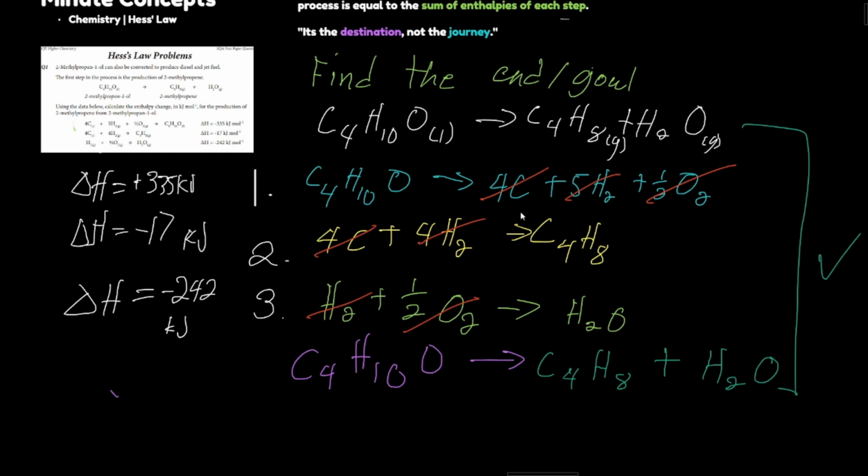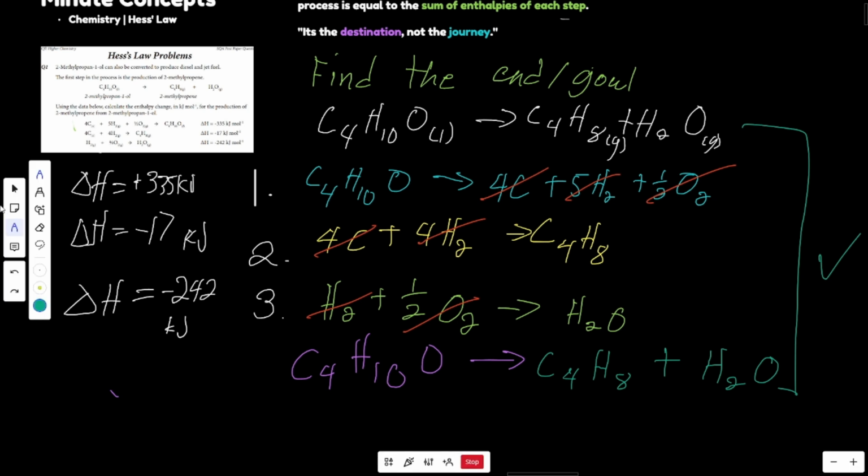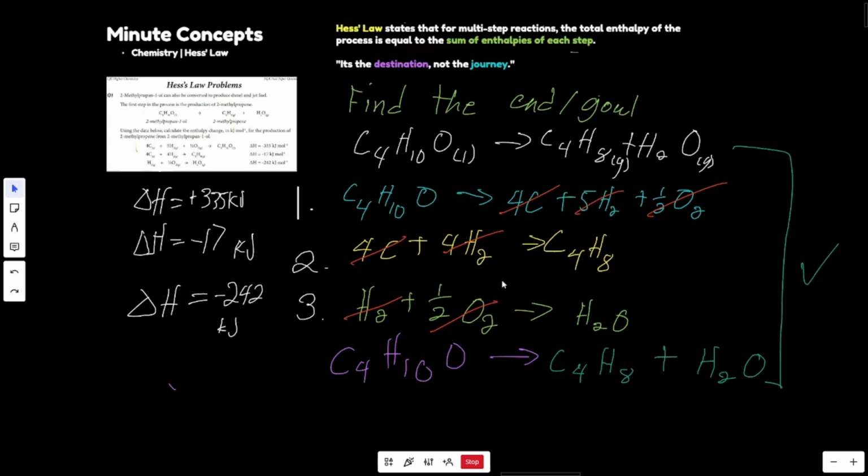Now, again, Hess's law is not just about making stuff match. We also need to calculate for the enthalpy. So what do we do now? We just have to add all of the enthalpies throughout the multi-step reaction.